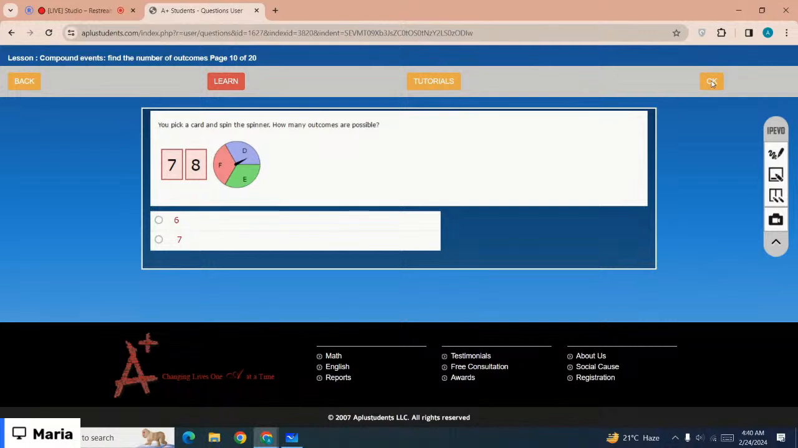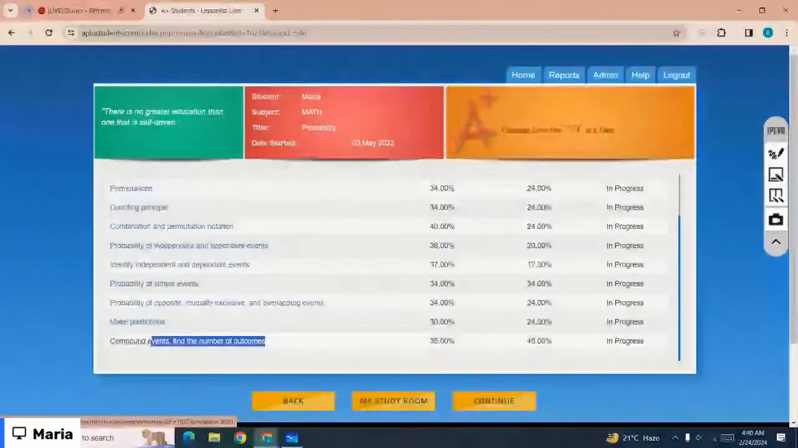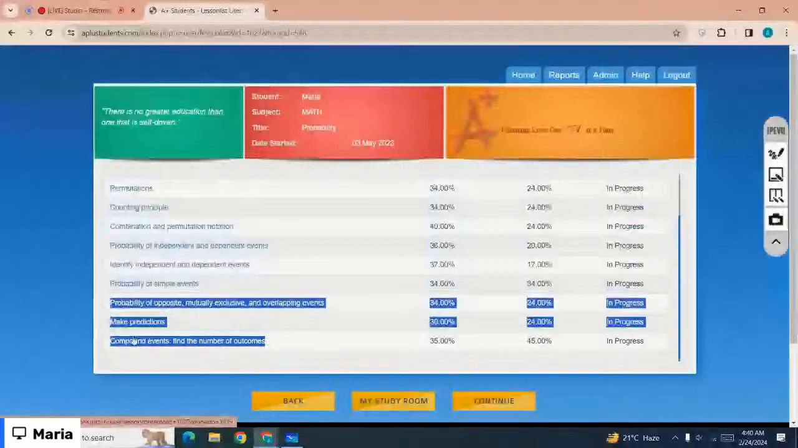Okay, you can complete the lesson by yourself later today. So, we were working on grade 8 math. The chapter we were working on is probability. We are done with the lesson and the chapter also, right? The lessons we have covered today are probability of opposites, mutually exclusive and overlapping events, make predictions, and the one we just did, compound events, find the number of outcomes. So please make sure before the next session you complete all the practice questions for the lessons we did today. That is your homework until the next session.